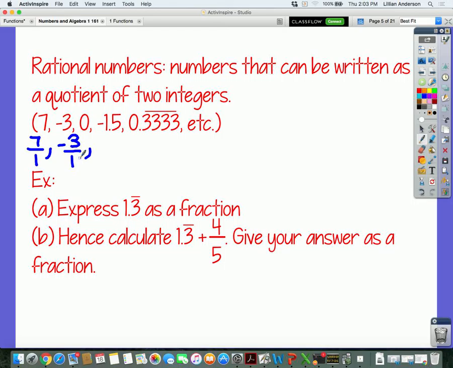So certain numbers can actually have more than just one particular classification. It could be a natural number and a rational number. It could be an integer and a rational number. It could be many different types. 0 can also be written as a fraction because we all know 0 divided by anything is just 0.